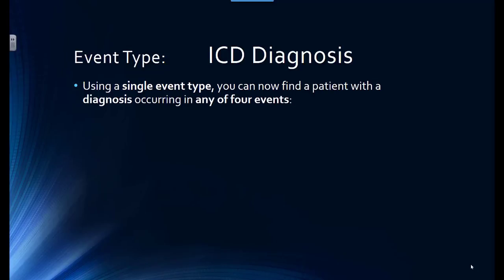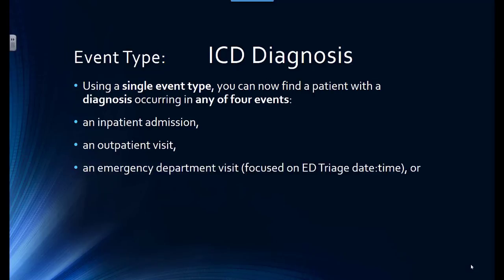Using a single event type, you can now find a patient with a diagnosis occurring in any of four events: an inpatient admission, an outpatient visit, an emergency department visit focused on the ED triage daytime, or an ambulatory surgery visit.